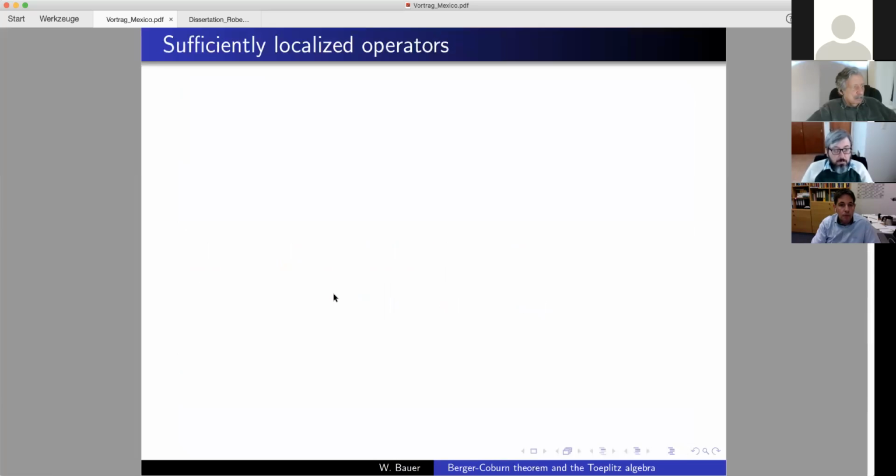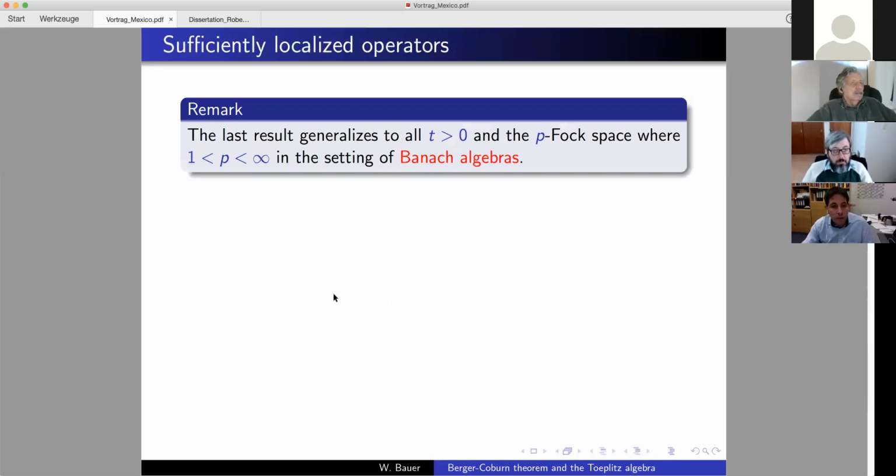Okay, so this is the result in the Hilbert space setting. Actually, this result generalizes to p-Fock spaces if p is between 1 and infinity. It also generalizes if p equals infinity, but there's a problem if p equals 1, because in that case the Toeplitz algebra does not necessarily contain all compact operators. Then one has to check.